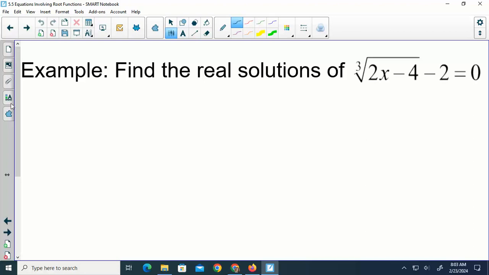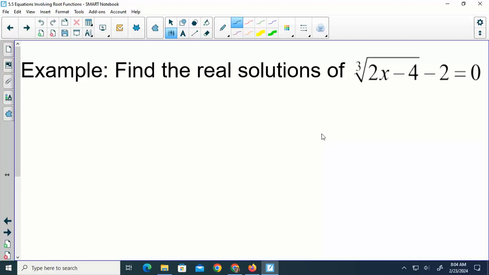And we will have to watch. Sometimes we might get solutions that don't work. And it doesn't work in the cases when you have an even radical. You know, whatever's under the radical has to be positive. Now, am I going to have to worry about that here? No, because we have a cube root, and so that's odd.